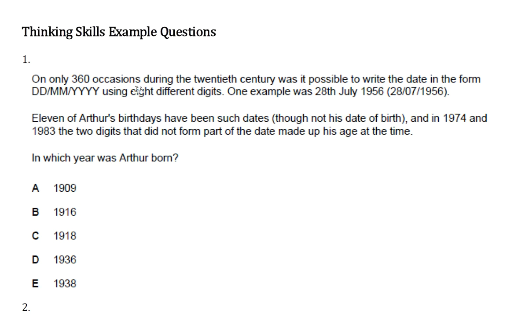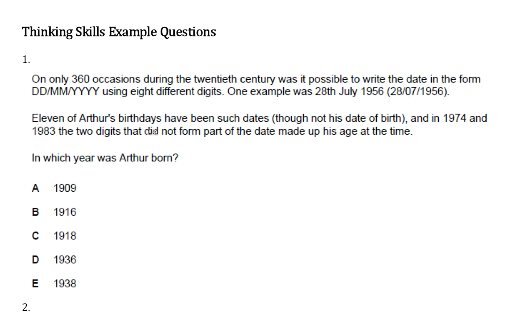On only 360 occasions during the 20th century was it possible to write the date in the form DDMMYYYY, so that's day, month, year, using 8 different digits. One example was 28th of July 1956. That's 28071956. So you've used 8 different digits there. Which ones did we not use? It looks like 3 and 4 weren't used there.